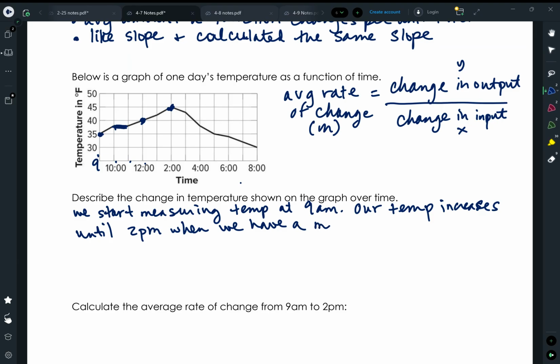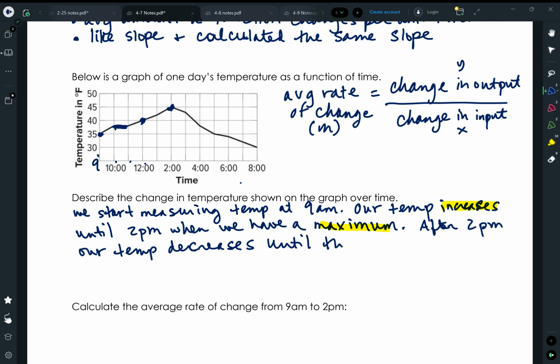So I'm trying to use words from our previous lesson, like increases and maximum. So let's see, after 2 p.m. our temperature decreases until the minimum at 8 p.m. when we quit measuring.